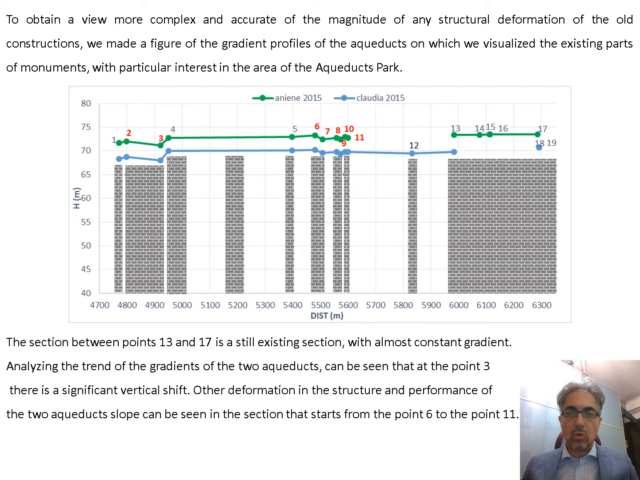To obtain a more accurate view of the gradient related to the currently existing position of the aqueduct, we realized this graph in which the highlighted areas have aqueduct remains still existing. In particular, section 13-17 still exists with a practically constant gradient, while other deformations can be observed on points 3 and 6, 7, and 11.